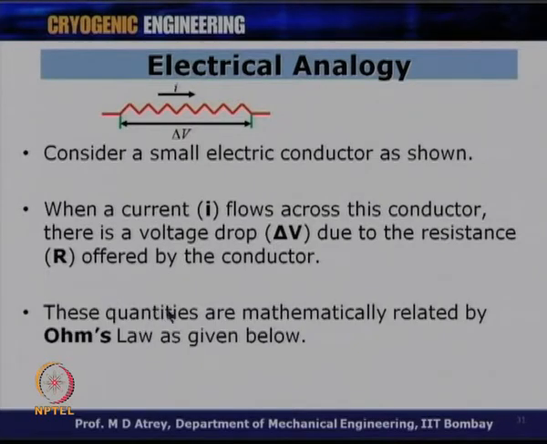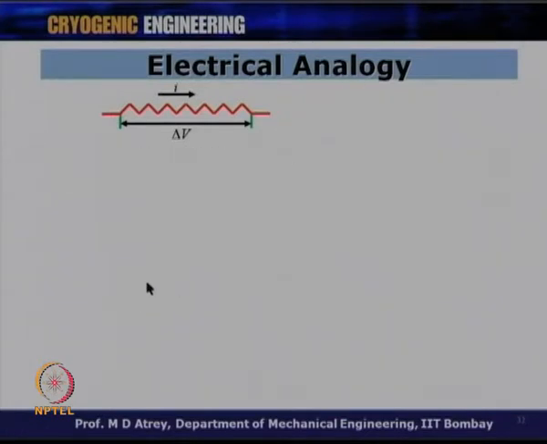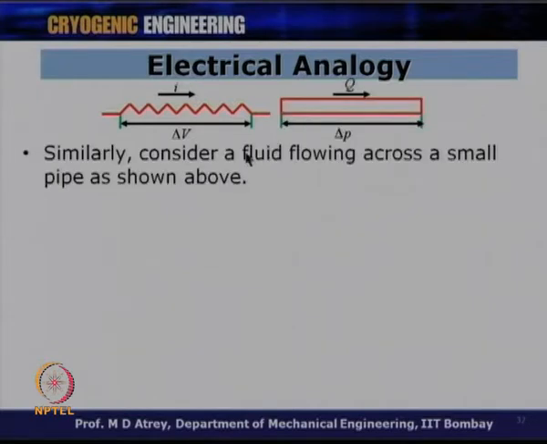These quantities are mathematically related by Ohm's law as given below. So, Ohm's law says delta V is equal to I into R. Now, can we compare these electrical circuits, having a voltage difference across a given resistance of length L through which a current I flows, with a pipe?